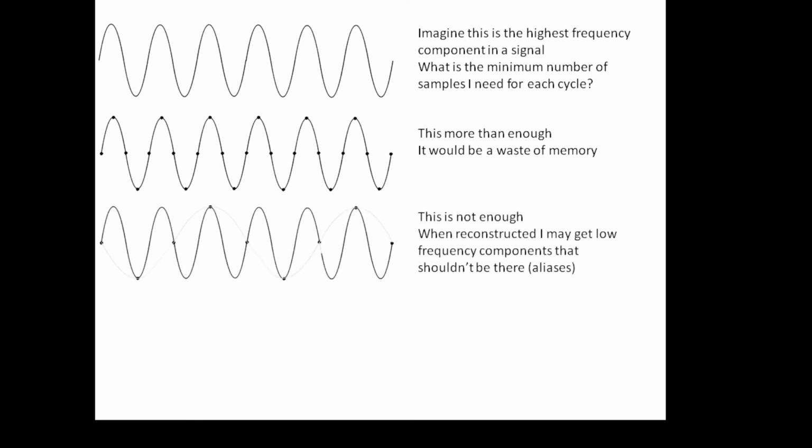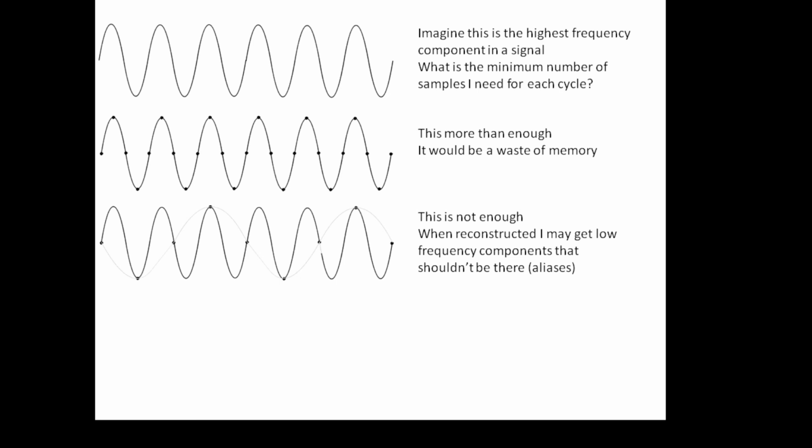Here, I haven't taken enough. And because I haven't taken enough, when this is reconstructed, if you look at the grey line, what we're going to end up with is something called an alias, which is a low frequency component that shouldn't be there. Very often it sounds like a hum, an annoying hum. We haven't taken enough samples.